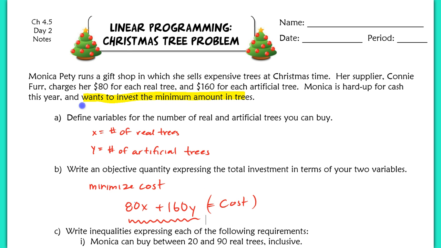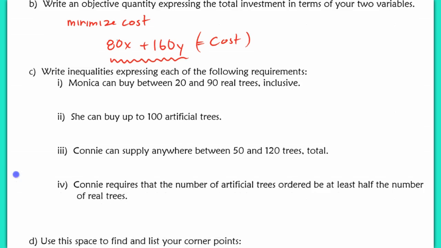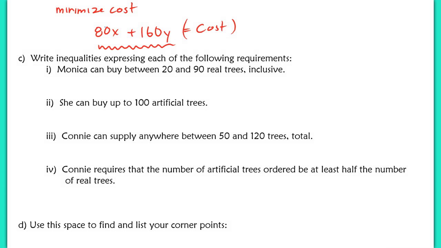Okay. Now if we are going to write each inequality, it says Monica can buy between 20 and 90 real trees. This inclusive word just means that you can include the number 20 and the number 90. So if you're going to rewrite this, you can have this as one inequality. x is between 20 and 90. And if you want to split that up into two different lines, they would look like this. So you have two vertical lines at x equals 20 and x equals 90.